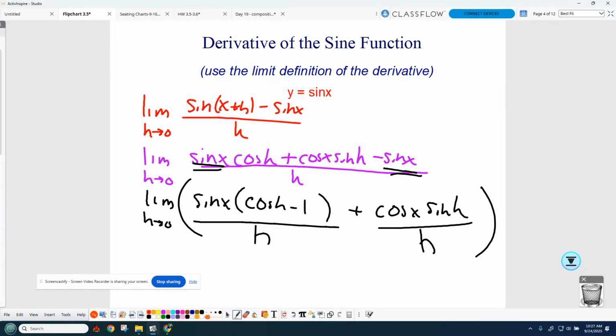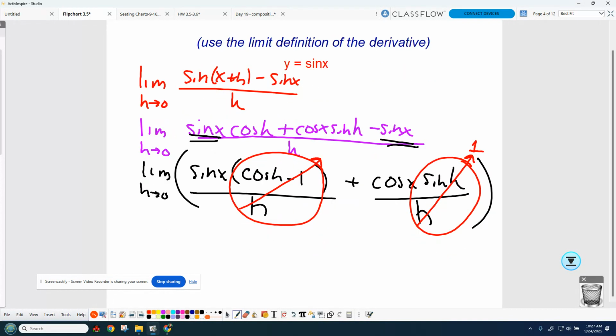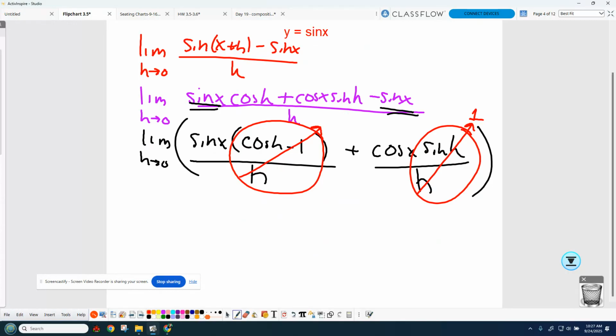Did Yoav tell us in the beginning? He looked at the graph, the limit as h goes to 0 of cosine h minus 1 over h. What did that become? Looking at the graph, the limit that we just did. 0. So this was 0. And from the beginning of the year, sine of h over h, as h goes to 0, what is that? 1. All right, so this comes out to be sine times 0, and this comes out to be cosine times 1. So the derivative of sine is cosine.